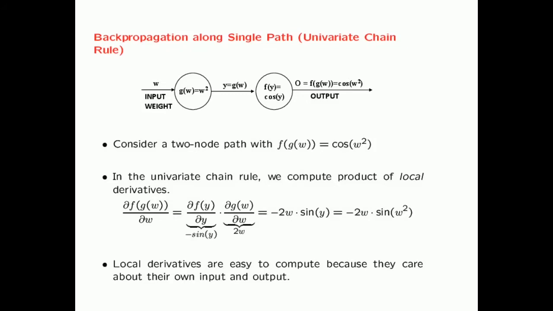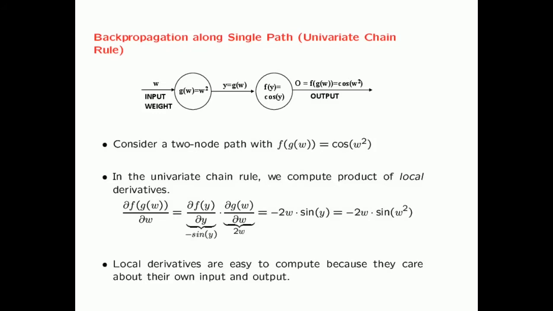So the final output O, which is the final output of the full computational graph, is cosine of W square. Now, what you really want to do is compute the partial derivative of O with respect to W. The way to do it is to use the univariate chain rule. First, you compute the derivative of Fy with respect to its input Y. Note that this is a local derivative.